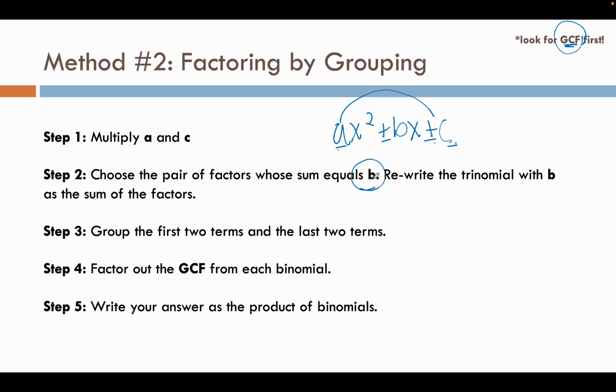Now we need to rewrite our trinomial and split the bx term into the sum or difference of those two factors. So it's not as easy as just saying, what's a times c, and what two numbers add up to give me b, and those are my binomials, like when a is 1. We have to split that into the sum or the difference of those two terms. Then we group the first two terms and the last two terms, factoring out a greatest common factor from each binomial, and finally write our answer as the product of binomials. This will make more sense with an actual example.